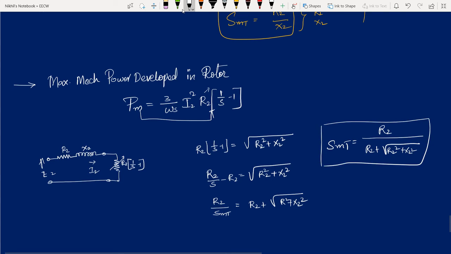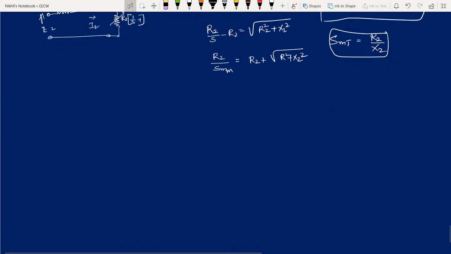Now did you get the point? This is the maximum mechanical power developed condition. I'm sorry, this is not SMT. This is the condition for maximum mechanical power developed, this is SMM. And what was the maximum mechanical torque developed condition? It was simply R2 by X2, when only R2 and X2 are the given parameters. Now you see how different both of them are.